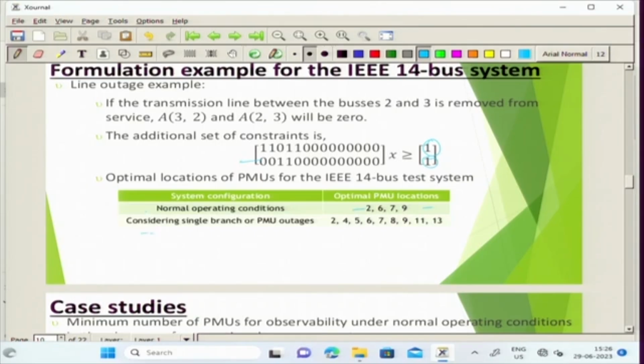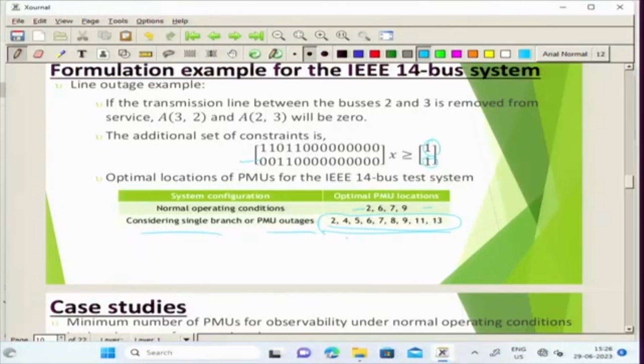When we consider single branch or PMU outages, then you have to place PMUs at multiple buses. So, 2, 4, 5, 6, 7, 8, 9, 11, 13, you understand. So, if you have to increase the luxury of a measurement, even in such kind of emergency scenarios, you have to bear an extra price for it. Nothing comes for free.